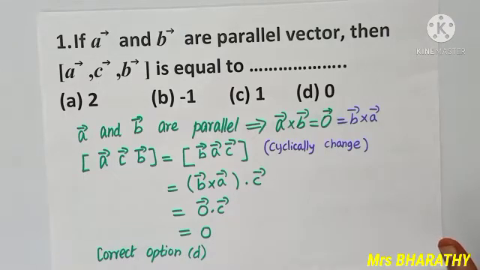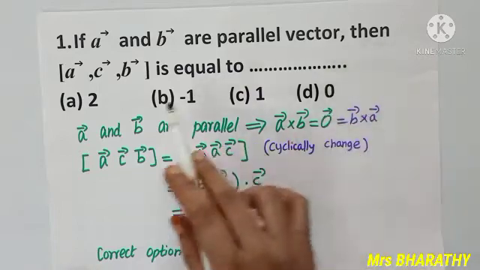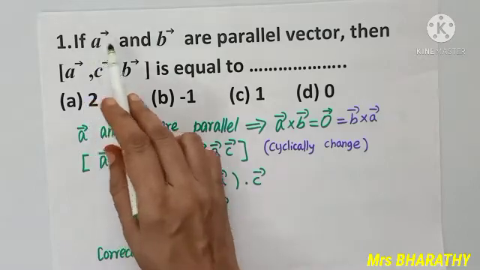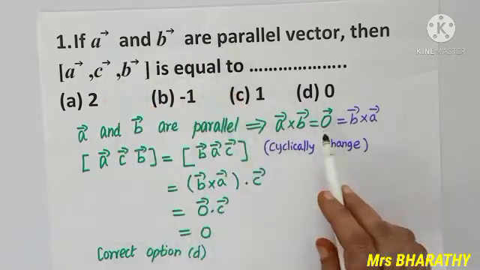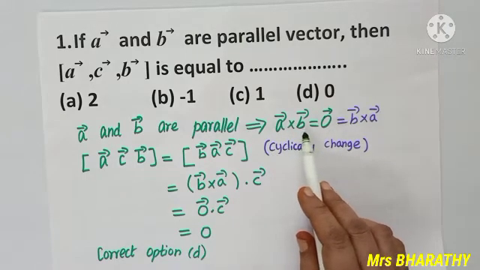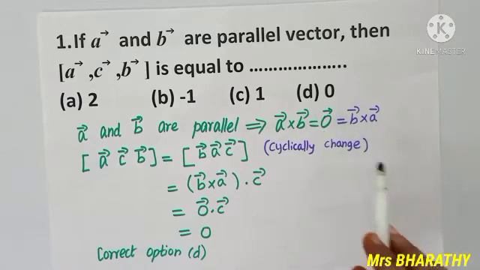If A vector and B vector are parallel vectors, then box A, C, B. Whenever we know two vectors are parallel, the cross product is 0. So I can say A cross B is 0 or equivalently B cross A is 0.